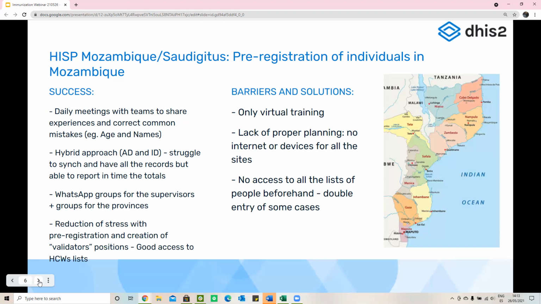There were some challenges, for example, related to the internet in the beginning, so that it was difficult for them to be able to send all the individual levels as compared, for example, to Sao Tome, where it was easier to have that. So that's why, until today, the approach is hybrid. They send the individual level data. At the end of the day, they also send aggregate, so that they know what is the target of the day.